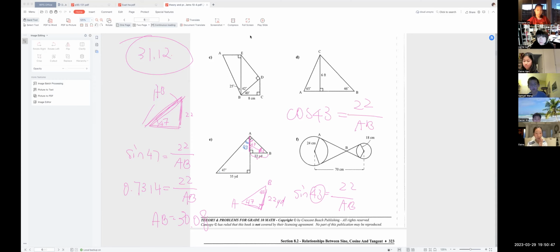Why am I doing this? Let me show you something. Oh, I wrote something wrong in my sine calculation. Sine 47 equals 22 over AB.